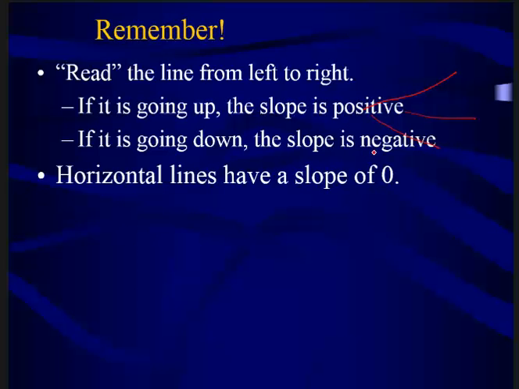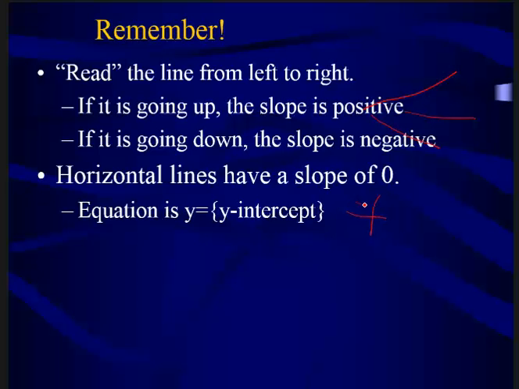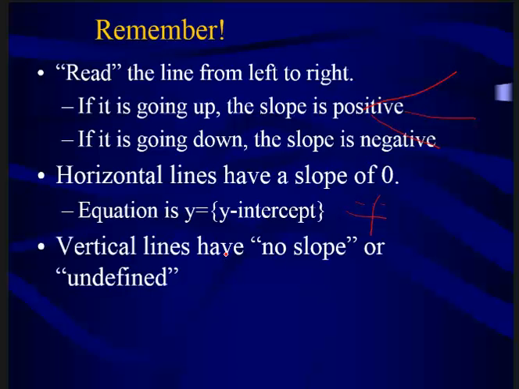Horizontal lines have a slope of 0 every time. And the equation is just y equals wherever it crosses that y-axis. Whatever number it's crossing that y-axis. Okay, here's the y. If I drew this line, whatever number it's crossing here, that's going to be your equation. Y equals that line.